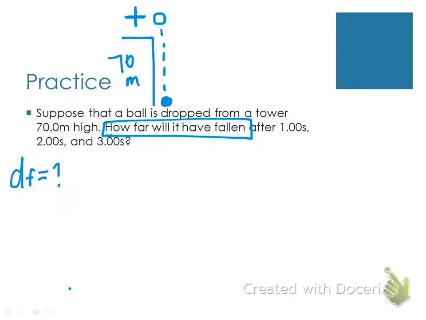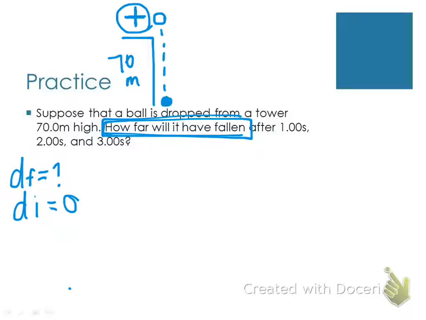70. The tower is 70 meters tall, but do we really care how tall it is at this point? Because we want to find out how far it's fallen. The reason I put my origin at the beginning of my motion is so that my initial distance is 0. That's the whole reason I do that. If I didn't do that, our initial distance would have to be 70, and then my final displacement would come out kind of funky.